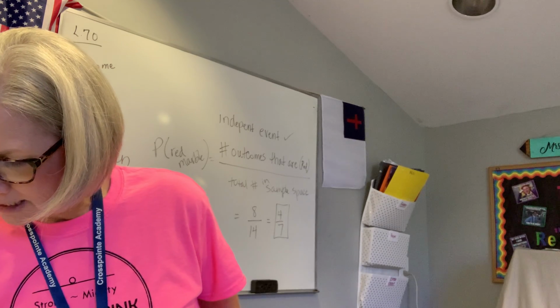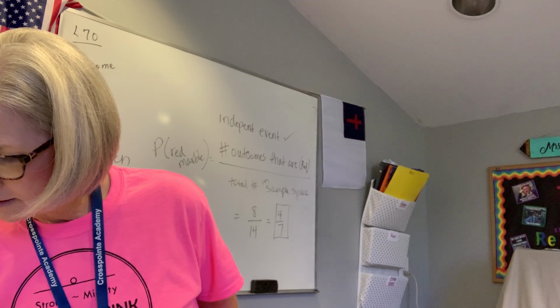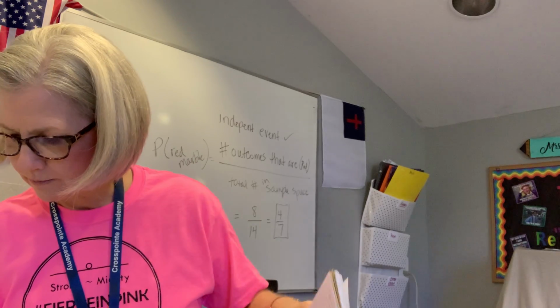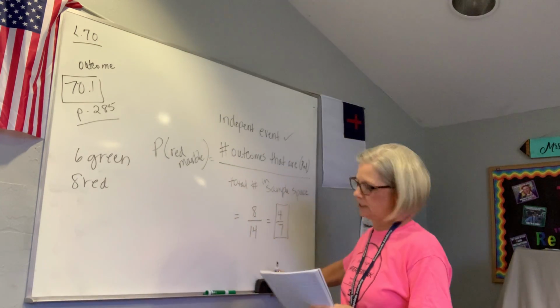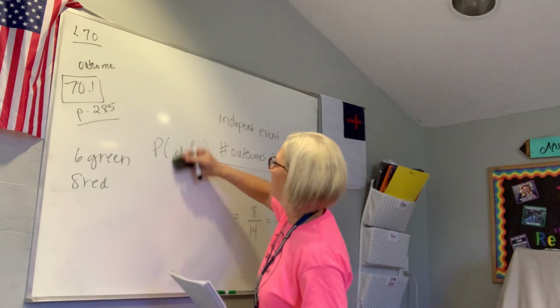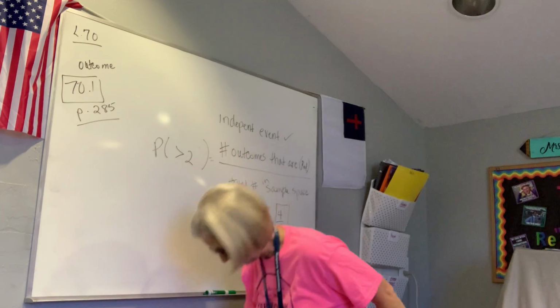Ileana, could you read that, please? A single die is rolled 3 times. The results are 1, 4, and 3 in that order. What is the probability that the next roll will produce a number greater than 2? Okay, so now we're looking for the probability of rolling a number that is greater than 2.